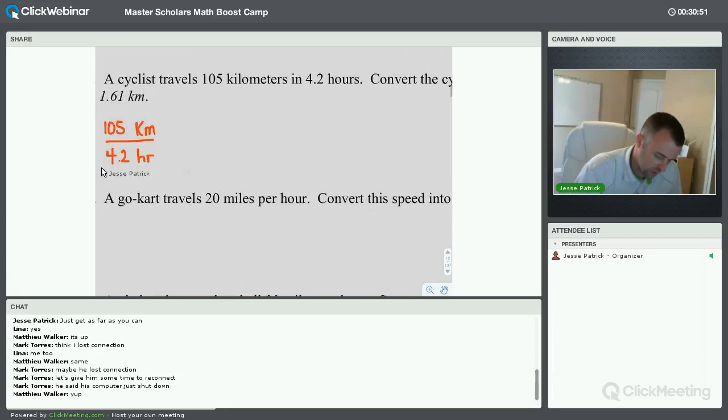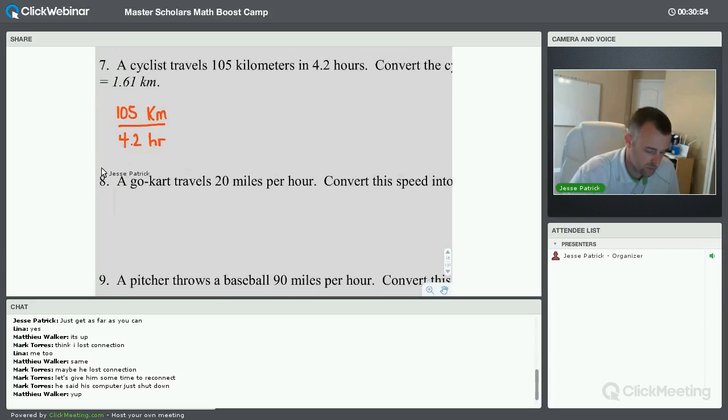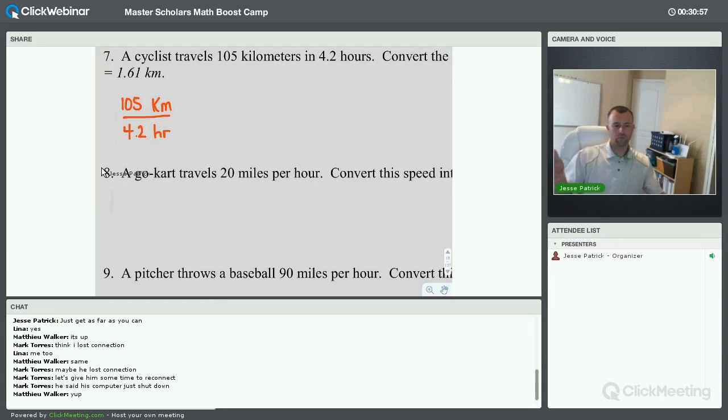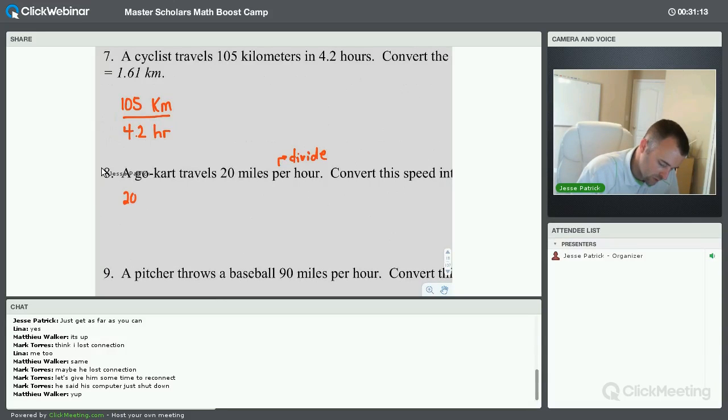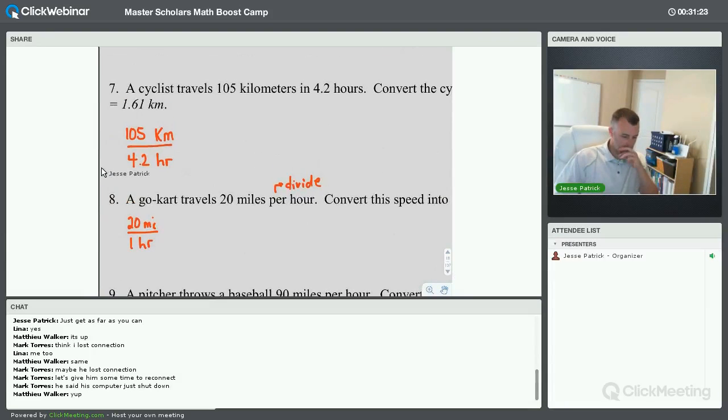For example, before I go any farther, this is just to avoid any questions I might be getting. If you are ever told, if you're driving a car and you're going 25 miles per hour, that's a rate. Well, the word per, which you'll see here, I'll even go ahead and write this one down since we're doing it here. The word per means divide. So for instance, this would be 20 miles per 1 hour. And it's just a rate. You're going 20 miles in 1 hour. That's what I'm doing on 7. I'm going 105 kilometers in 4.2 hours. So it's 105 kilometers per 4.2 hours.